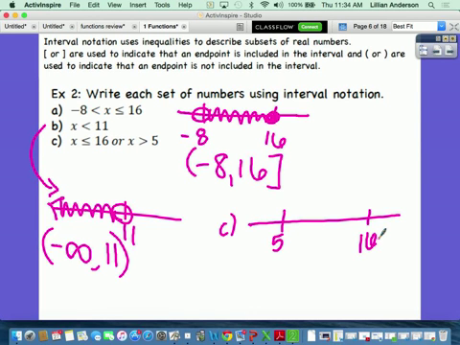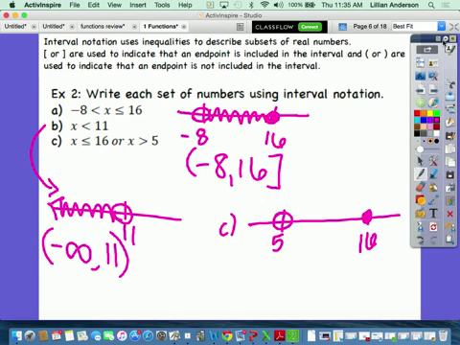Remember, smaller numbers are to the left, larger numbers are to the right. And this is how they can really trick you. Because I really was about to put 16 here and then 5 here, and that was going to be all types of wrong. Is it an open circle or a closed circle at 5? Open. An open circle. Is it an open circle or closed circle at 16? Closed. Now, I'm less than 16 or I am greater than 5.